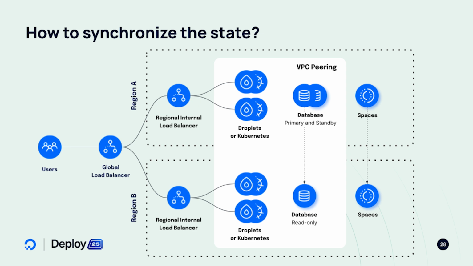Okay, that was, again, issue number 1. Issue number 2, how to sync the state between the regions. So let's take database. For the database, you can create the read-only node and put it in another region. So you can create up to 5 of them and put in 5 different regions.